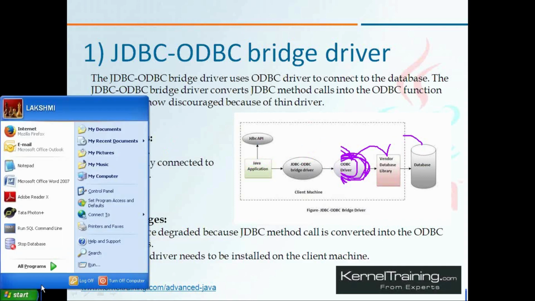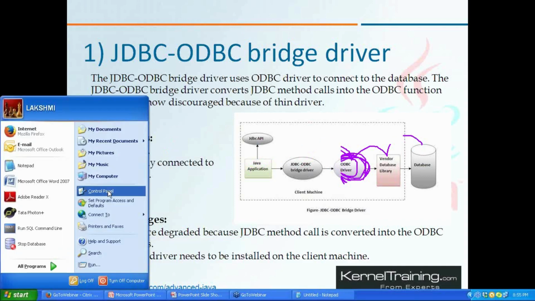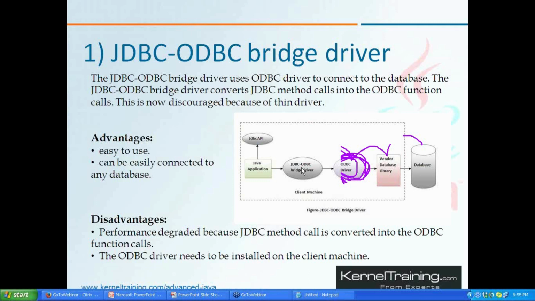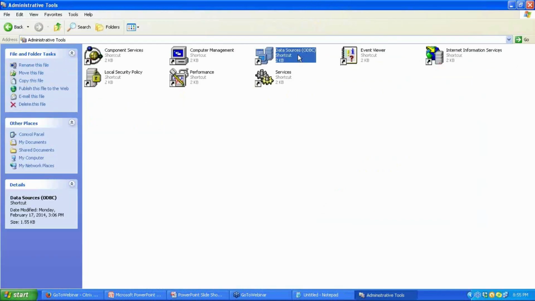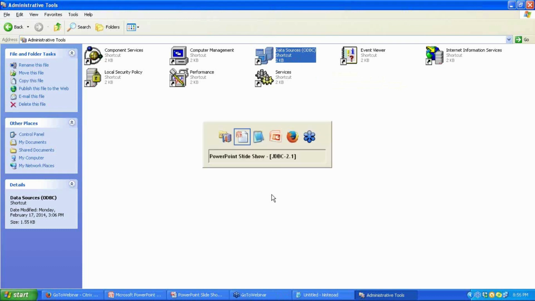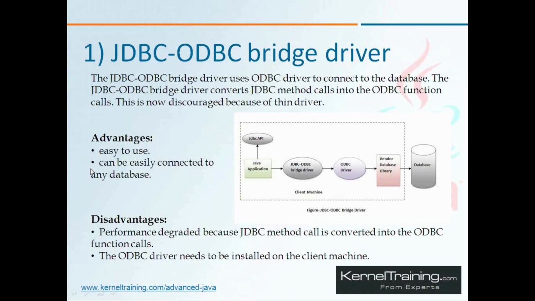You can go to control panel, you can check in your machine also whether these ODBC drivers are there or not. You can go to administrative tools, you can see, you got it, ODBC? Can everybody see me? Yes, this will be there for everyone. XP, Windows 7 or whatever the kind of OS you are using, you can see this. So in every Windows operating system, you can find this. That is why it is easy to use and can be easily connected to any database. That is the one advantage we have.